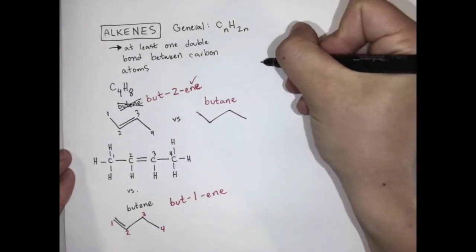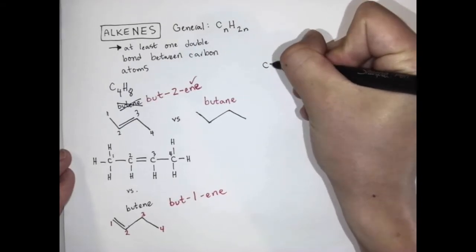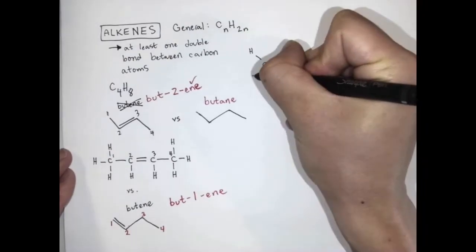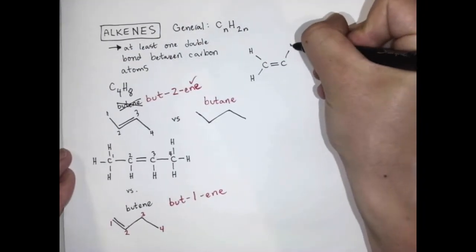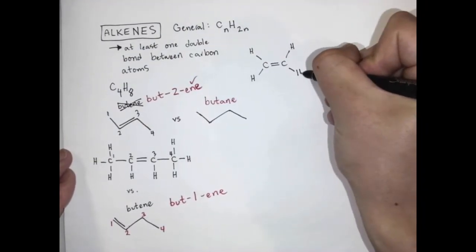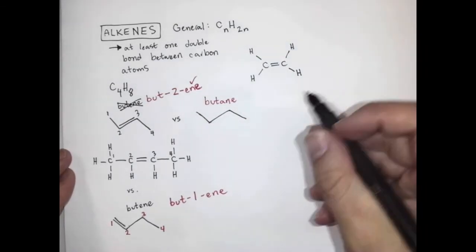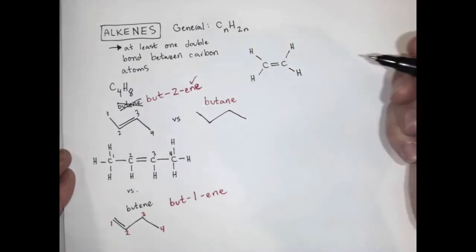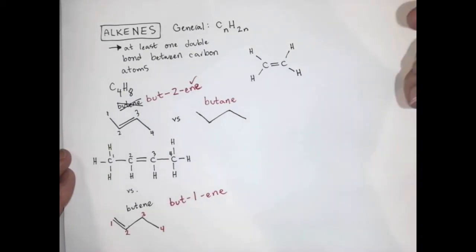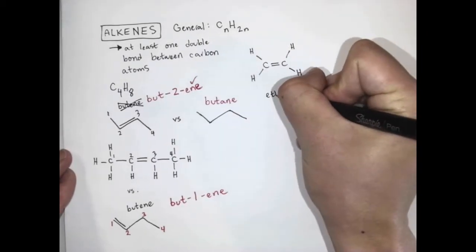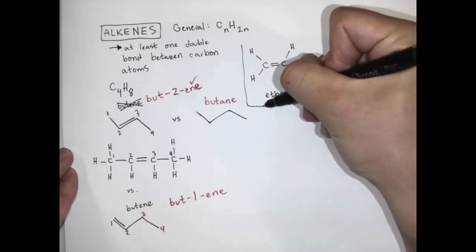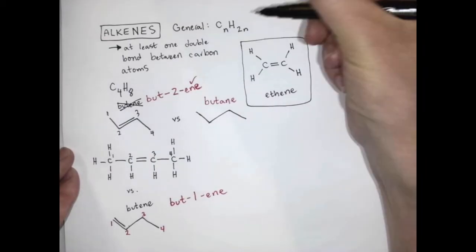If you look at smaller ones, like the smallest alkene, this one here, a 2-carbon alkene. Here the double bond has no choice. It has to go between the carbons. And because there's 2 carbons in here, we would call this ethene. Okay, so that's ethene.